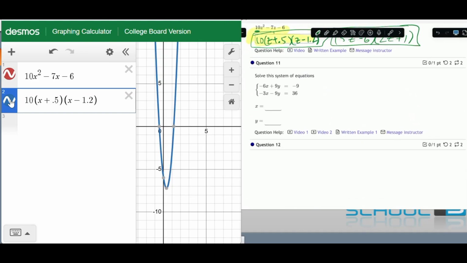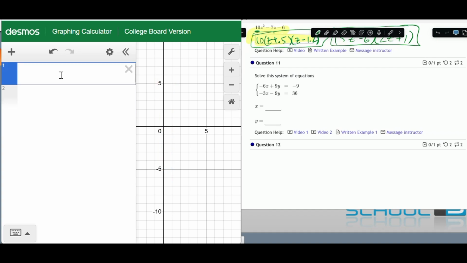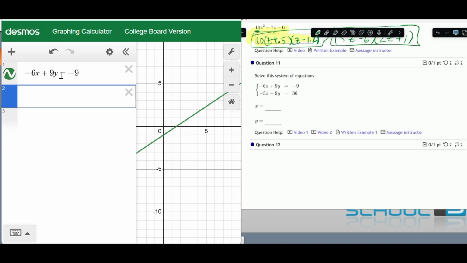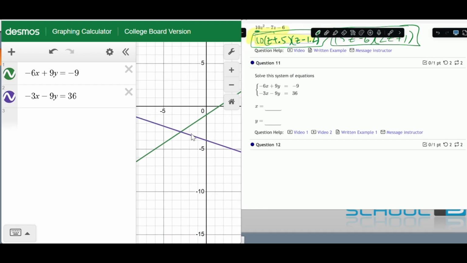The next question, systems of equations are super easy to use Desmos for because you just type each equation in a separate line. Again, make sure you use x's and y's when you're doing that. And if you find where they intersect, you get your answer. The x is -3, the y is also -3, and that's your solution.